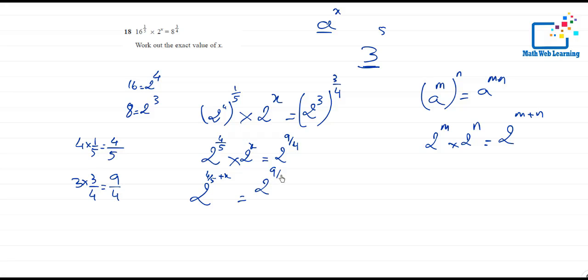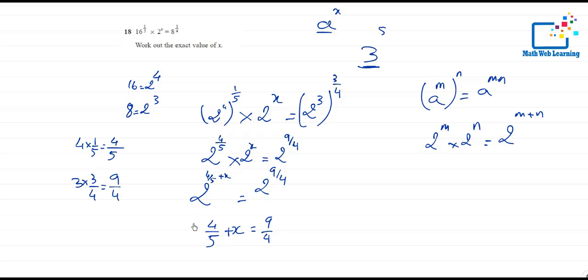equal to 2 to the power of 9 over 4. As you can see now, for this equation to be true, the powers have to be equal to each other because we already got the base equal to each other. So we're going to say 4 over 5 plus x is equal to 9 over 4. Now all we have to do is just solve it for x as you would with any simple equation. You can see the common denominator is 20. So let's go ahead and do that.